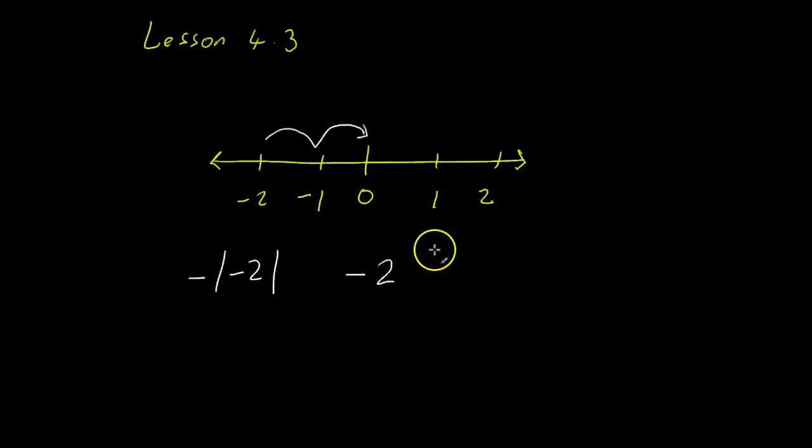Similarly, if we had a different number, let's say we had minus the absolute value of minus 5. We look at the absolute value here, and we know that from minus 5 on the number line, which would sit somewhere here, we've got to jump 5 places to get to 0. So we write that in. But because we have a minus in the front, this is going to be a minus.